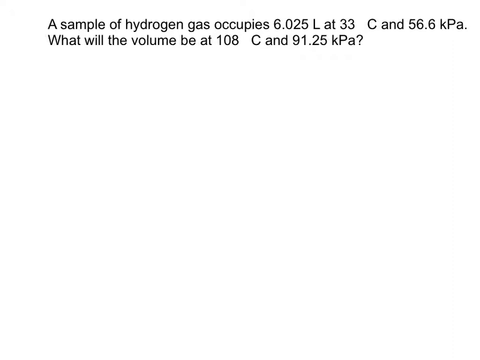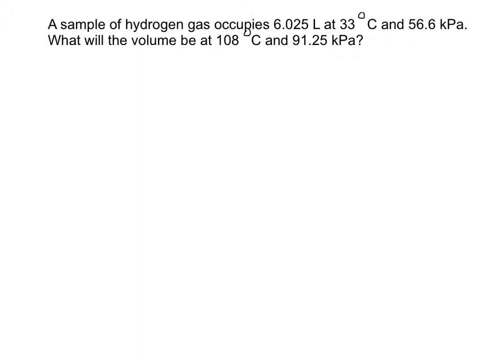A sample of hydrogen gas occupies 6.025 liters at 33 degrees Celsius and 56.6 kilopascals. What will the volume be at 108 degrees Celsius and 91.25 kilopascals? Well, again, the first thing we always do is simply write down what we have. In the first instance, we have hydrogen gas that has 6.025 liters, 33 degrees Celsius, and 56.6 kilopascals. This is all at the same time.